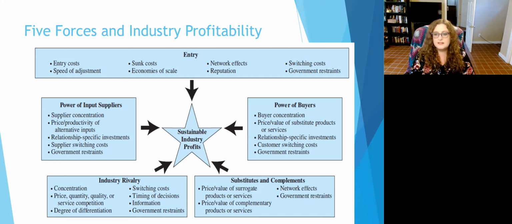Another thing that affects the sustainable industry profits is the idea of the power of the buyers, right? If you are selling a product, at the end of the day, you need people to purchase that product. And those buyers have a lot of power over the decisions of the firm. Well, first we have to think about how concentrated are the buyers. If I am selling snowshoes, those only really sell up in the Northeast. Someone in Texas or someone in Florida very rarely ever has to buy snowshoes. We might have a concentration of buyers.